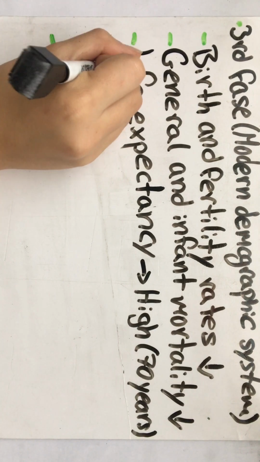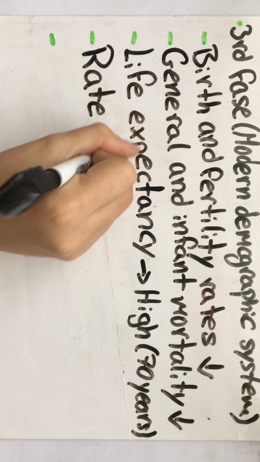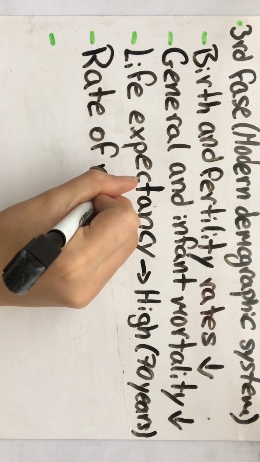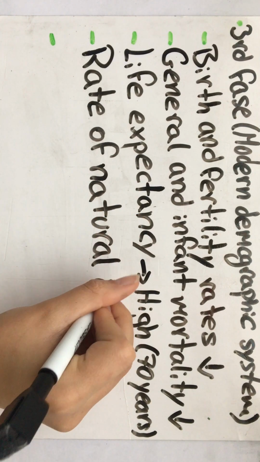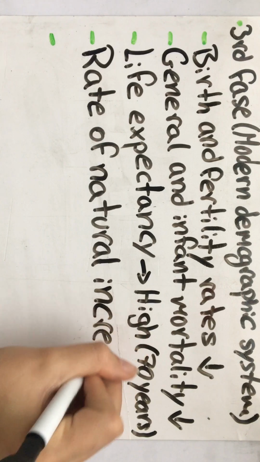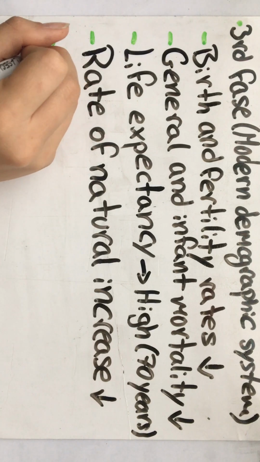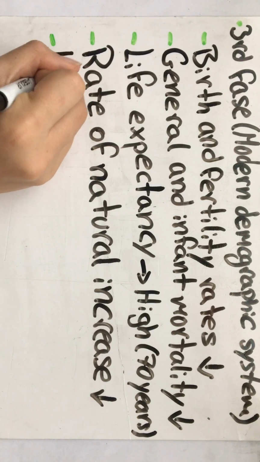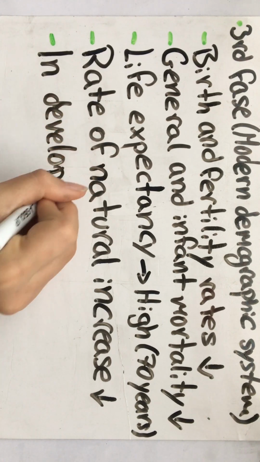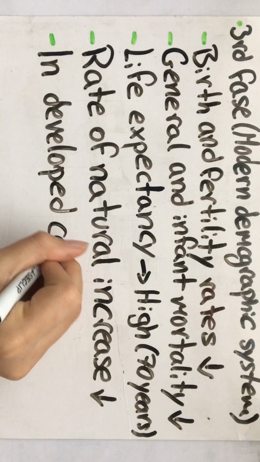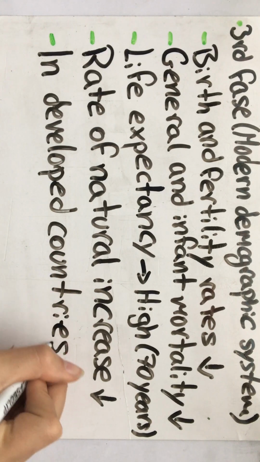Third phase, modern demographic system. The birth and fertility rates are low, owing to the use of contraceptives, the postponement of motherhood, women's employment outside the home, and the cost of bringing up a family. Both the general and infant mortality rates are low, given the high quality of diet, healthcare, and sanitation, and life expectancy is high, over 70 years old. Therefore, the rate of natural increase is lower. This is the regime encountered in developed countries since 1950.